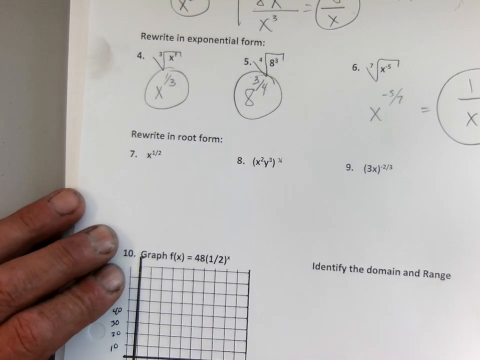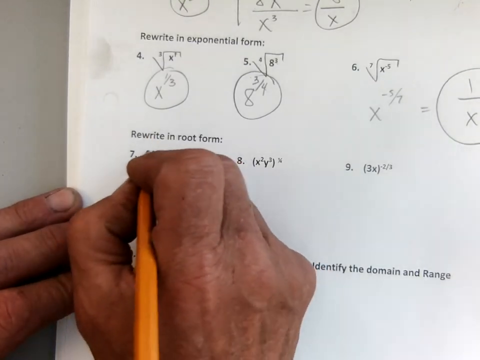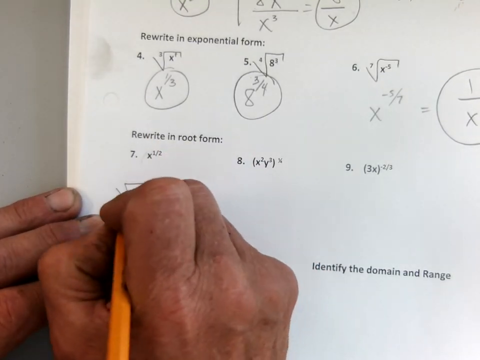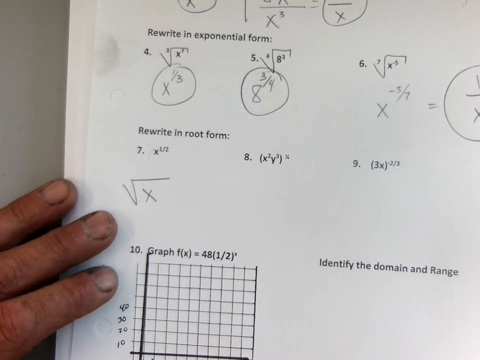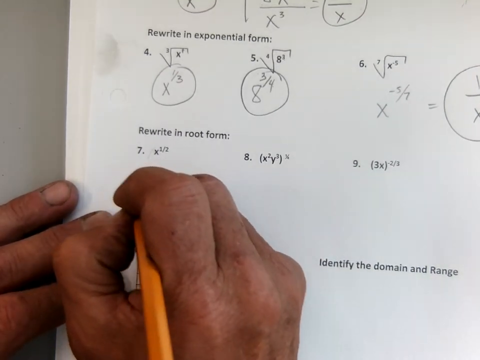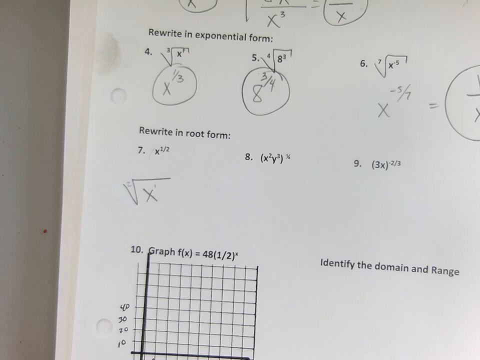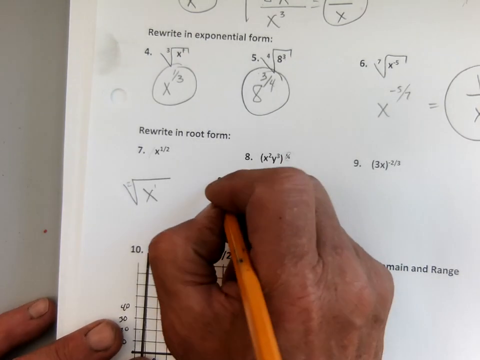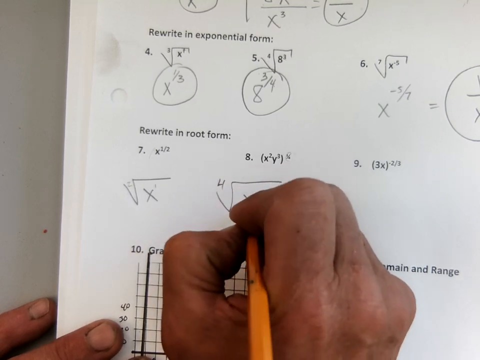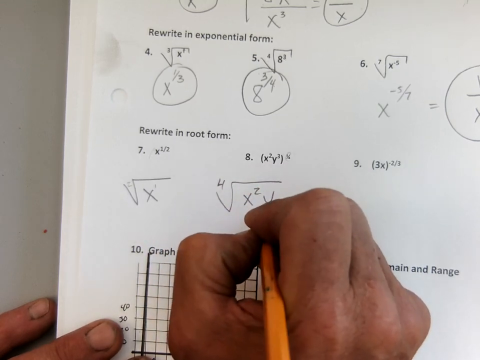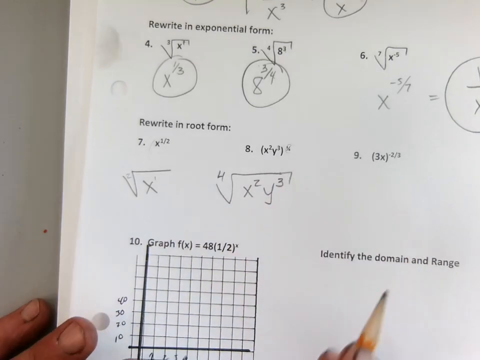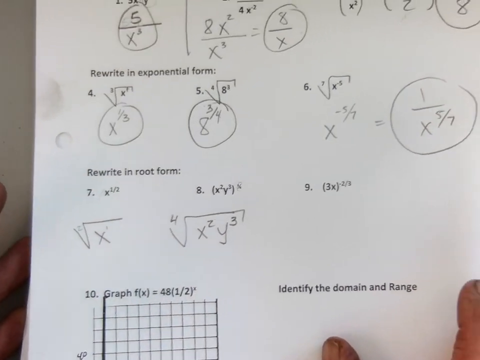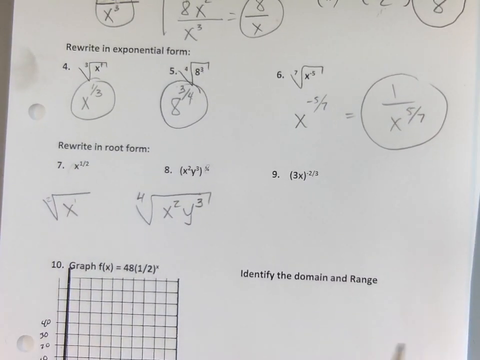Number 7, we're going to do just the opposite. Square root, we're going to change it to the 1/2 power, the square root of x. Now there's an invisible 2 here, and an invisible 1 here that we do not need to write, okay? This is a 4th root. 1/4 power is the 4th root of x squared y cubed, okay? Easy. We've done these before. Shouldn't be anything tricky about the final, just basic stuff.